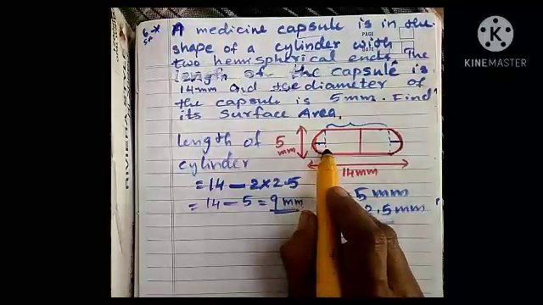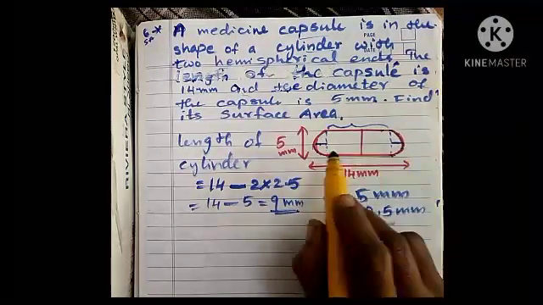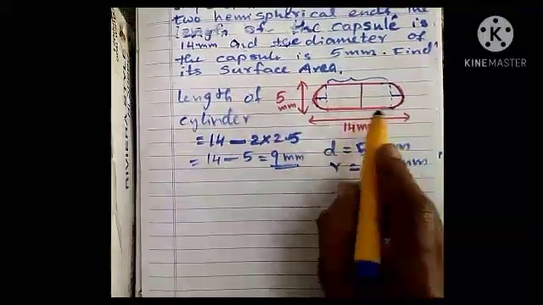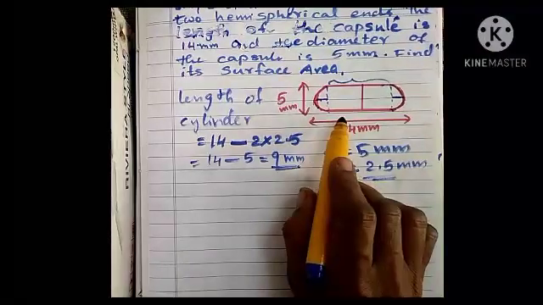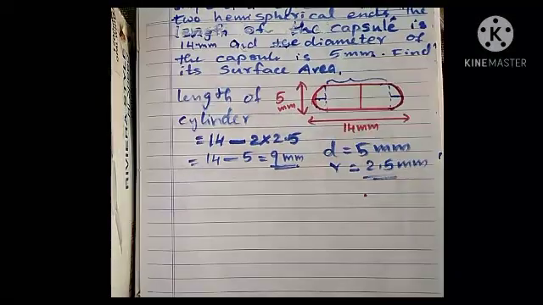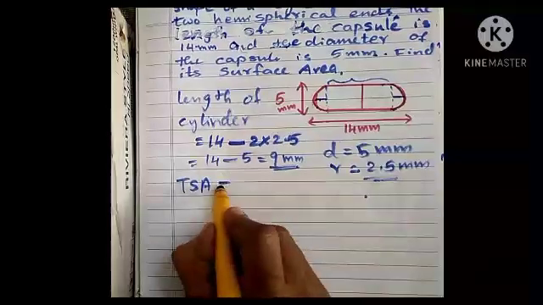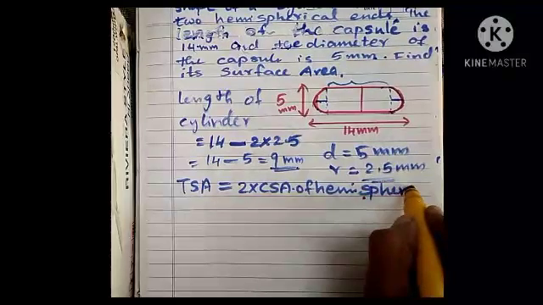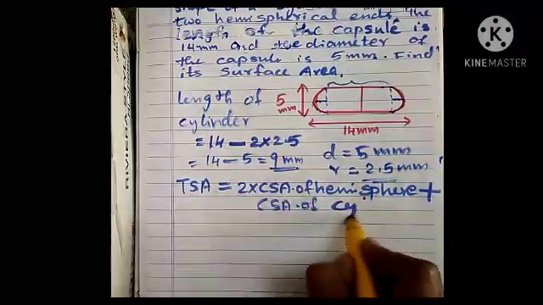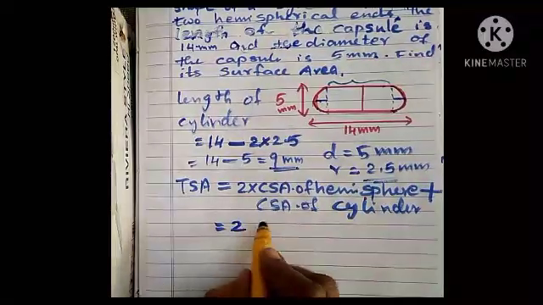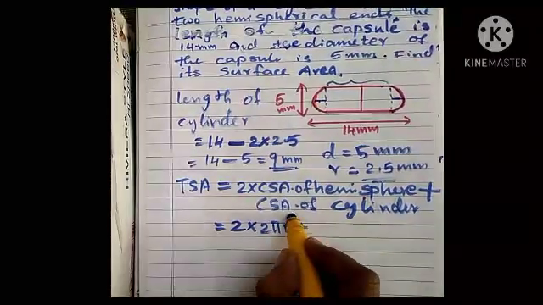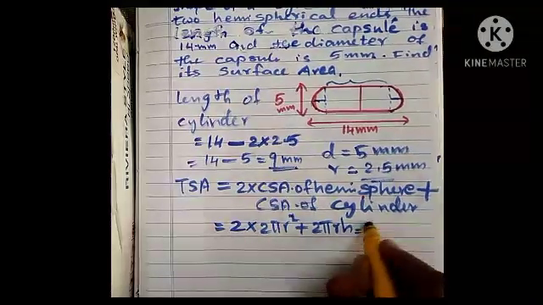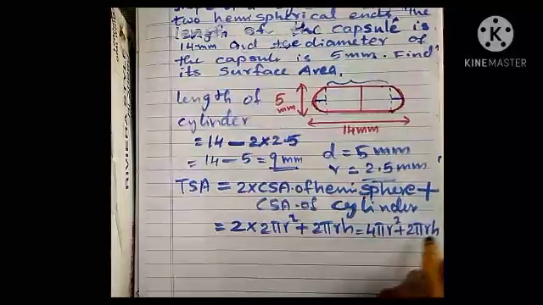Here you can see one hemisphere, the other end also a hemisphere. So CSA of two hemispheres plus the CSA of the cylinder. Total surface area of the figure means 2 into CSA of hemisphere plus CSA of the cylinder. That is TSA of the capsule equals 2 into CSA of hemisphere plus CSA of cylinder. Now what's the formula for the CSA of hemisphere? 2 pi r square. The CSA of cylinder is 2 pi r h. So 2 into 2 pi r square is 4 pi r square plus 2 pi r h. This we need to find.